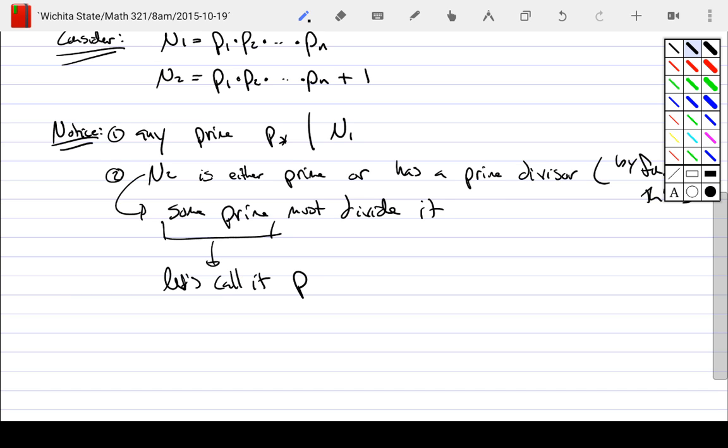Let's call it P. And that means that P divides N2, where P represents some prime. I don't know what it is, I don't really care. It exists. This is a non-constructive existence, right? Did I tell you which prime it was? No. Do I care what it is? No. I just know it exists.